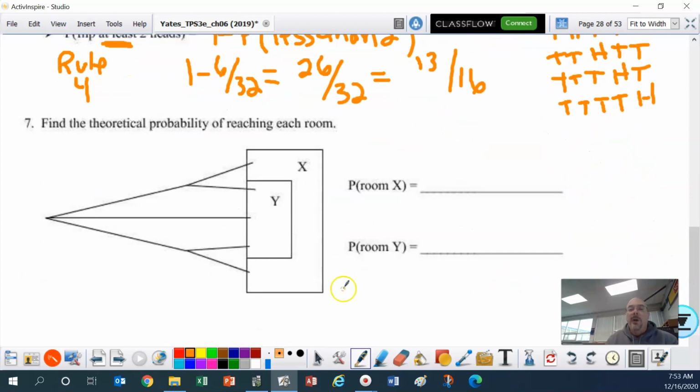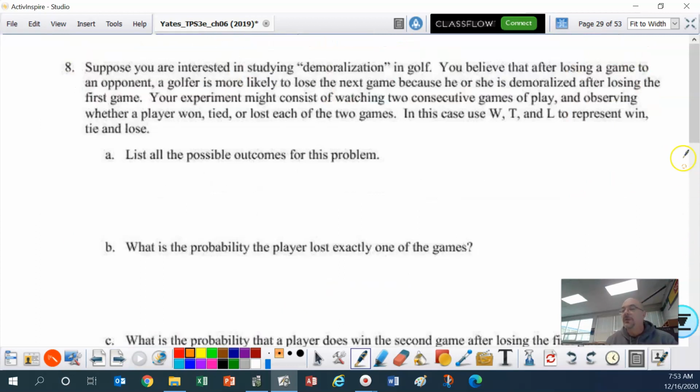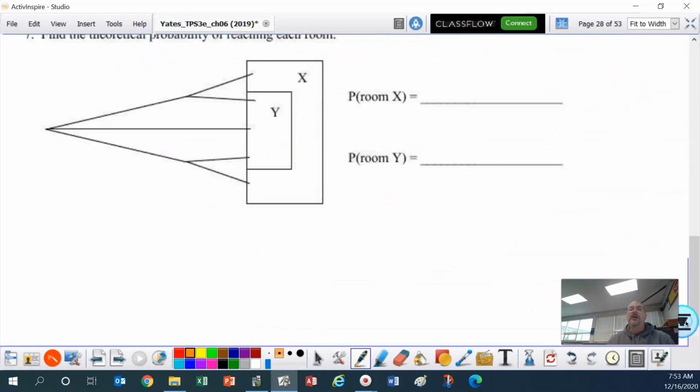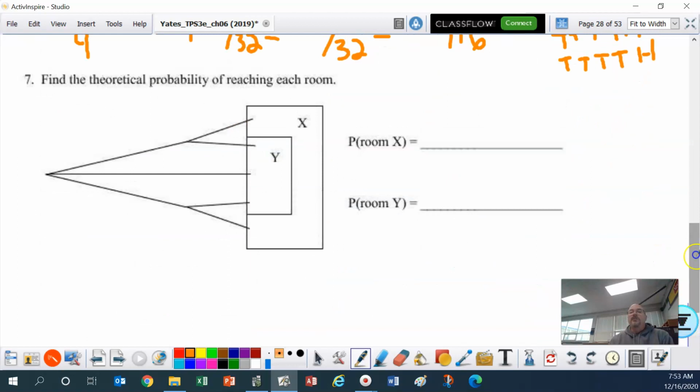Find the theoretical probability of reaching each room. Okay, there's a story that goes along with this, but I'm not going to read it. It has to deal with a princess. Okay, but we're not going to go through that. So we want to know just what's the probability of reaching each room. Okay, so we're going to split this up. So you notice that when we start, ladies and gentlemen, we are starting with 3 paths. So that means this path is 1/3, this is 1/3, this is 1/3.